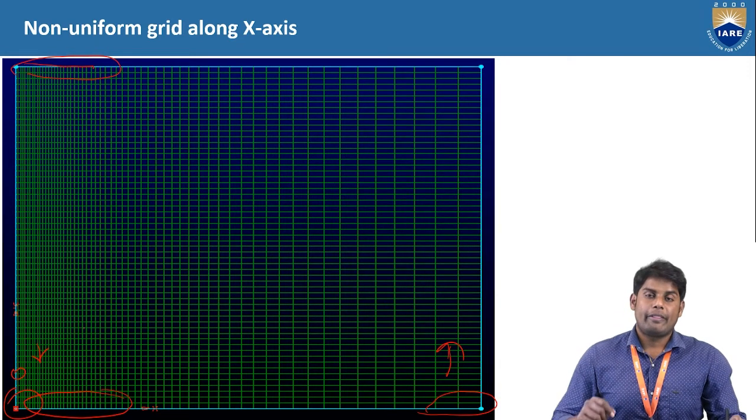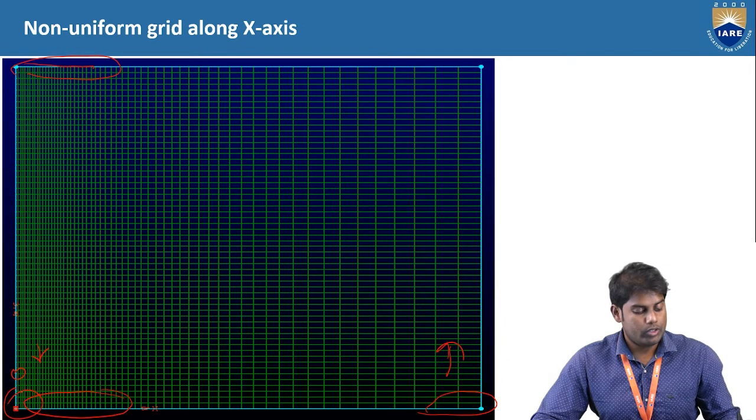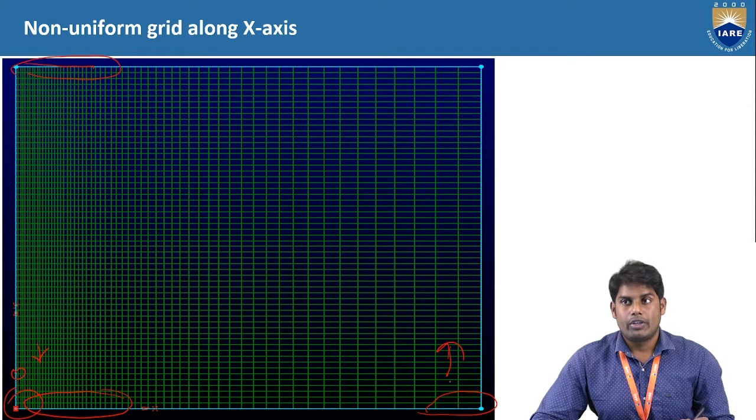In the case of a non-uniform grid or non-uniform mesh, the spacing between two grid points will not be equal throughout the length. Here you can see near to the origin of the domain the spacing is very less, and away from the origin the spacing is more. This diagram shows a non-uniform grid where you have non-uniform spacing along the x direction, but uniform spacing along the y direction.